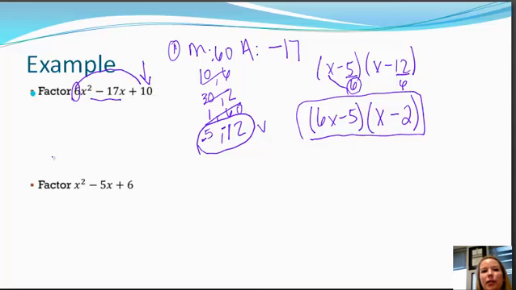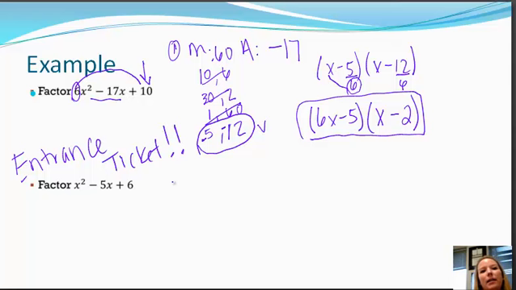Now what I want you to do as your entrance ticket is try the second example. Using this example here, I want you to figure out what the multiply number would be, what the add number would be, and what the factors are. Okay, bring that to class on Monday for points towards your daily grade for Monday.